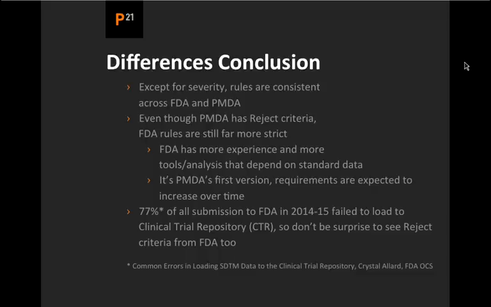77% of all submissions they attempted to load in 2014 and 2015 failed to load on the first try. So it required changes in order to enable the load of those submissions into the clinical trial repository. The clinical trial repository is a central system that FDA is building their modern review process around. So 3/4 of the submissions don't load. It's a humongous problem. So I would not be surprised if FDA starts introducing rejection criteria as well.